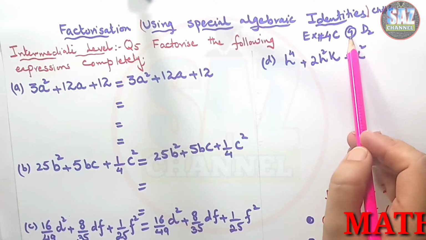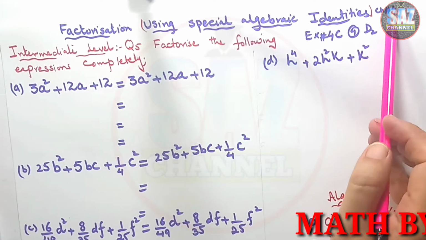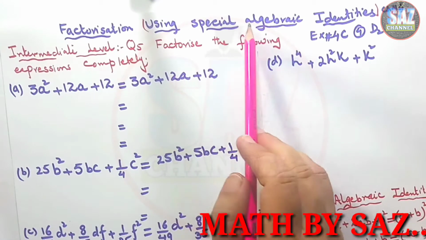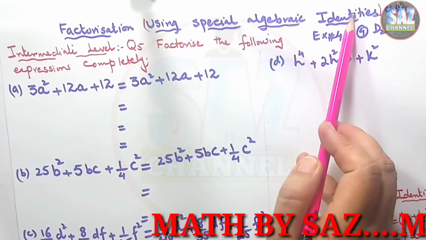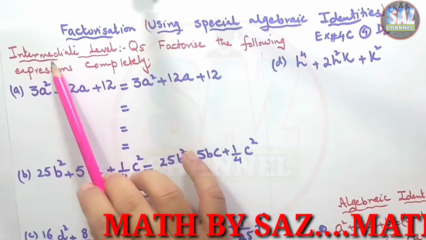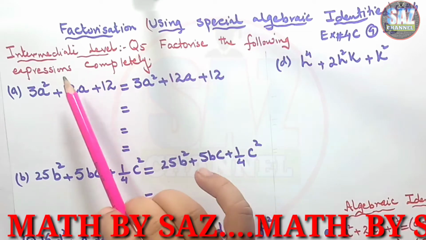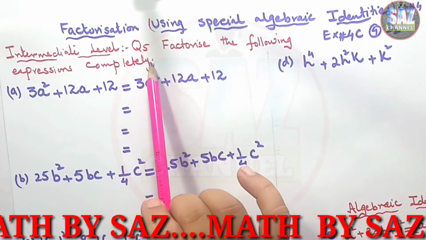This is my fourth lesson of D2 chapter number 4 exercise 4C, factorization by using special algebraic identities. In this lesson I will solve intermediate level question number 5 that says factorize each of the following expressions completely.